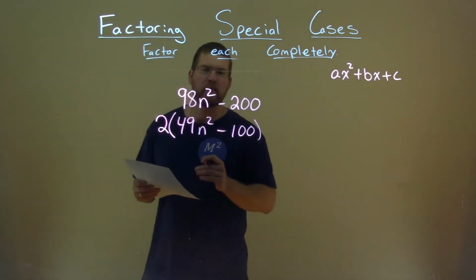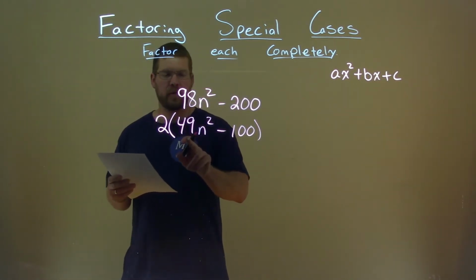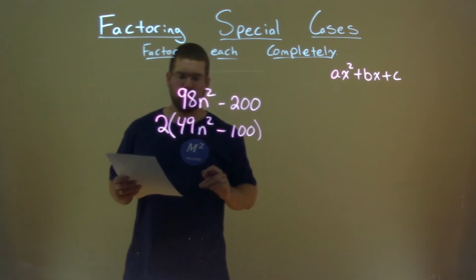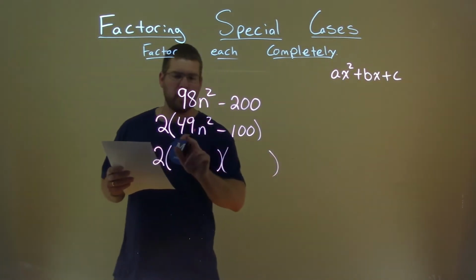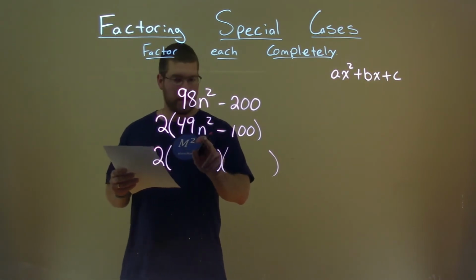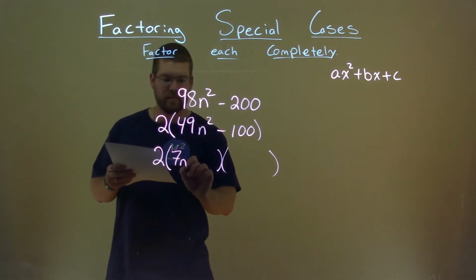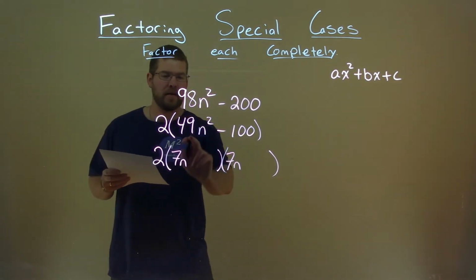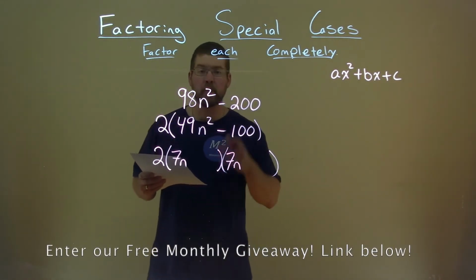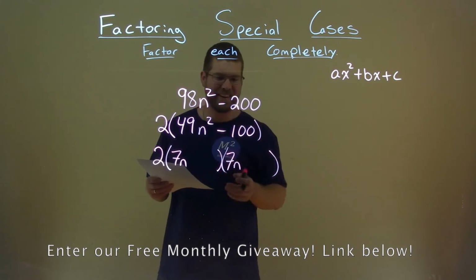But now something else is revealed. 49n squared and 100 are both perfect squares. Meaning, when we have it in this form, 49n squared, the square root of that was just 7n. And we put that here. 7n times 7n gives us that 49n squared. But what about the 10? Or 100? Got ahead of myself.